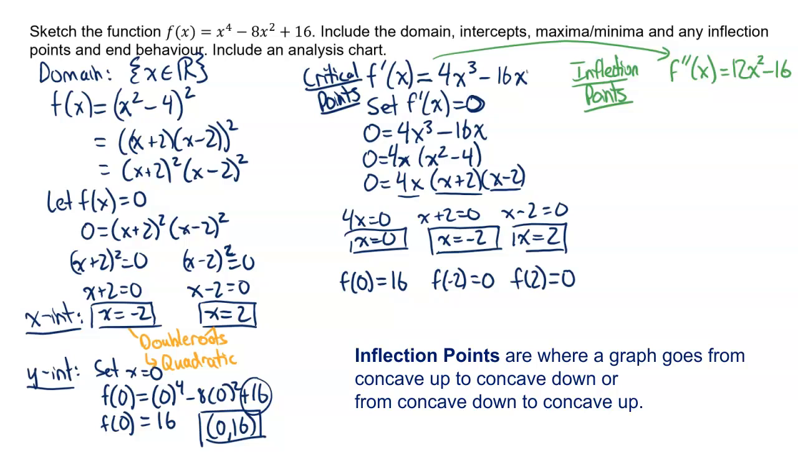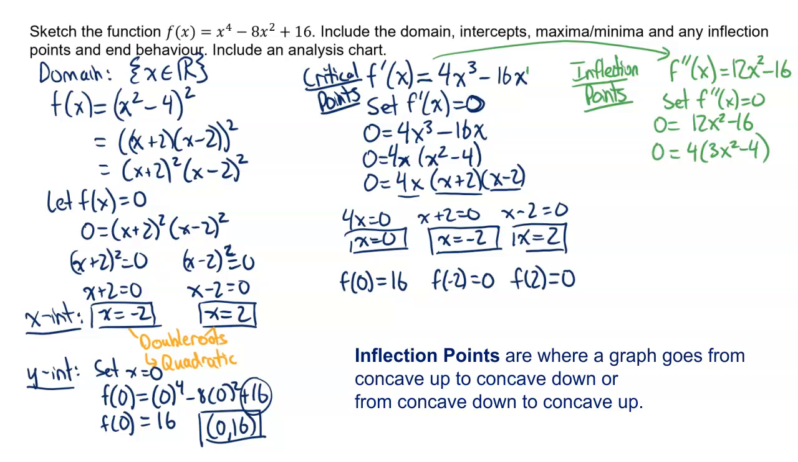The degree of 1 that was on the x times 16 and x to the power of 0, which is just 1. So that's my second derivative. And now what I can do is set that to be 0. When I set that second derivative equal to 0, I can common factor out a 4, and I'm left with 3x squared minus 4.